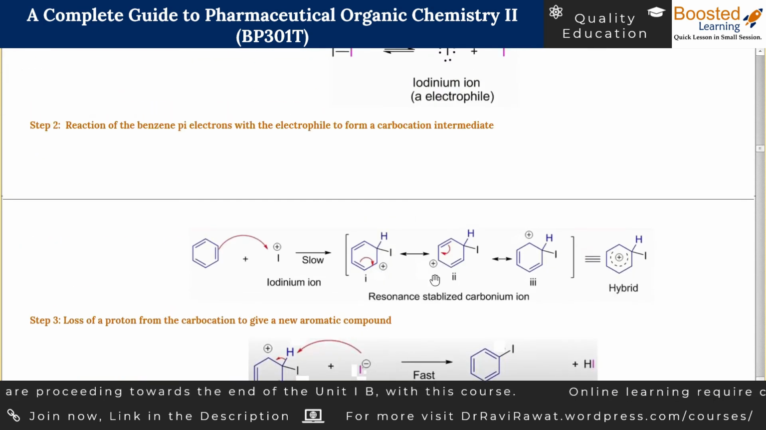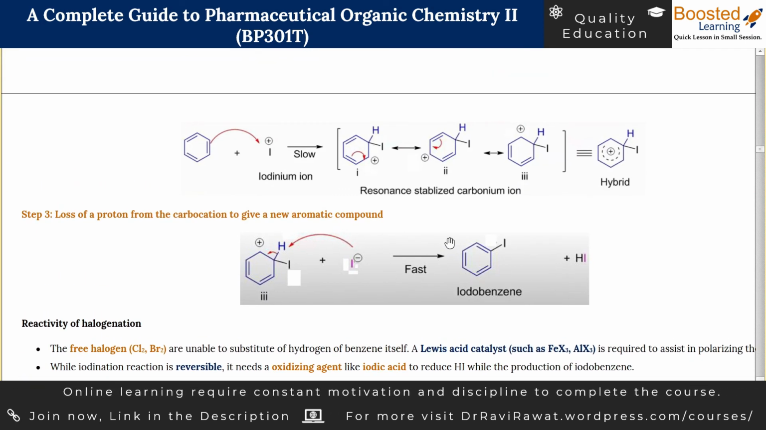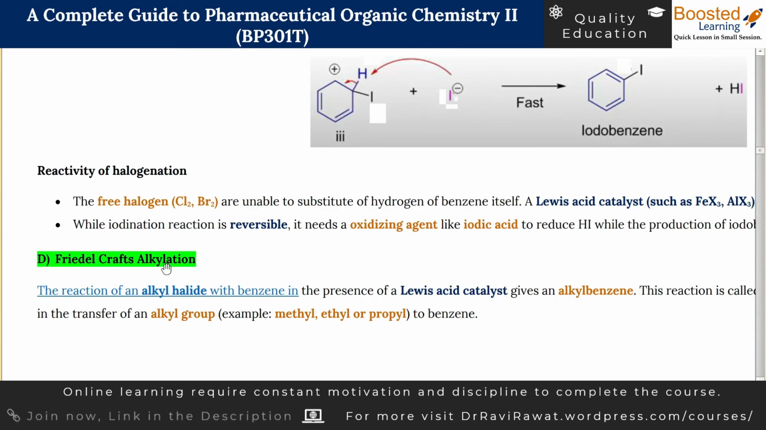This way you can perform halogenation reaction on benzene. So that's it with halogenation. In the next session, we are going to start a new topic with the name Friedel-Crafts alkylation.